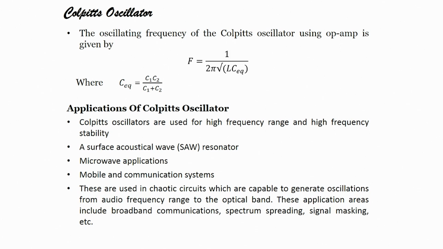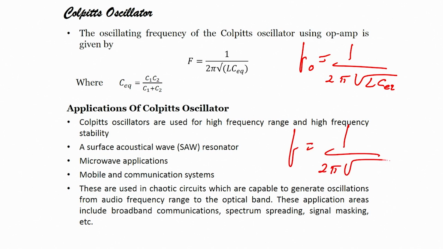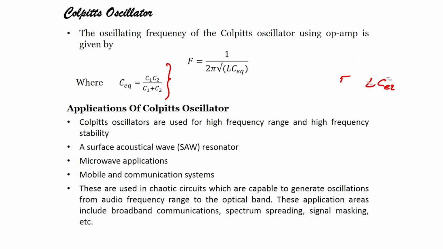Here the frequency is given by fo equals 1 by 2 pi root of L C equivalent. In the case of Hartley, it was 1 by 2 pi root of L equivalent into C, where L equivalent was L1 plus L2 plus 2M, or L1 plus L2. But in the case of the Colpitts oscillator, the C equivalent will be nothing but C1 C2 divided by C1 plus C2, correct.